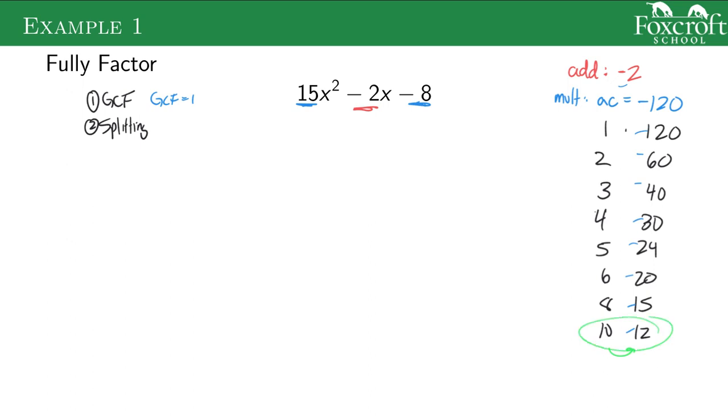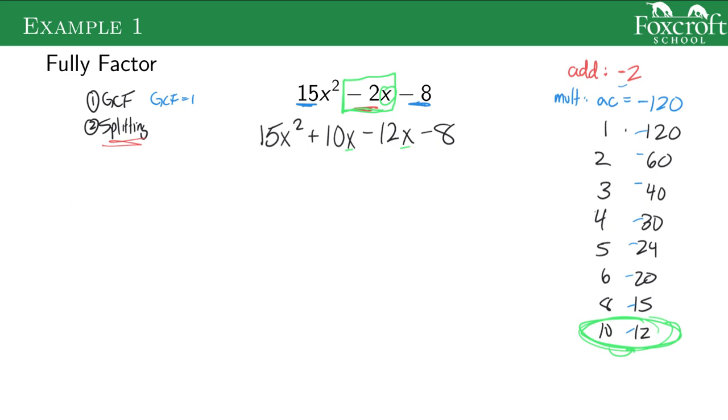All right. So now I have my pair of numbers, and here's where we remember it's called the splitting method. Why is it called the splitting method? Because I take this middle number and split it up into these two numbers. So I'm going to write 15x squared, and instead of minus 2x, I'm going to write plus 10x minus 12x minus 8. Notice because this had an x in it, both of these have x's too. I'm just splitting that x term up into two separate x terms.